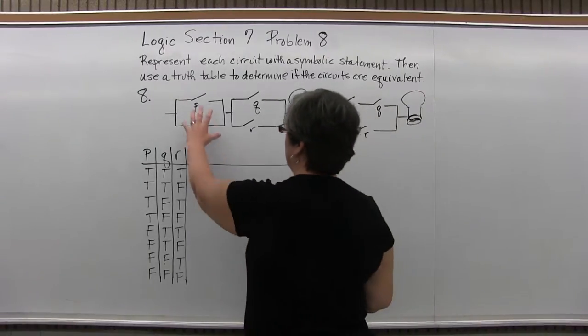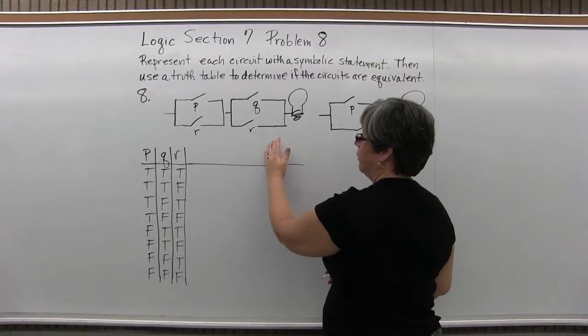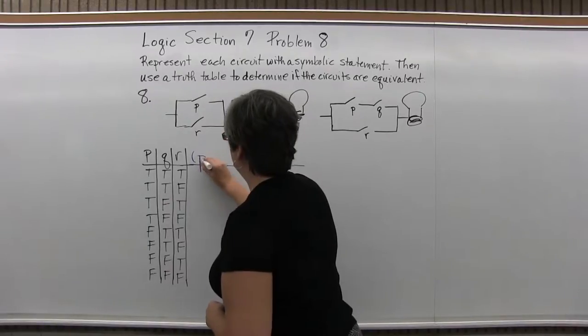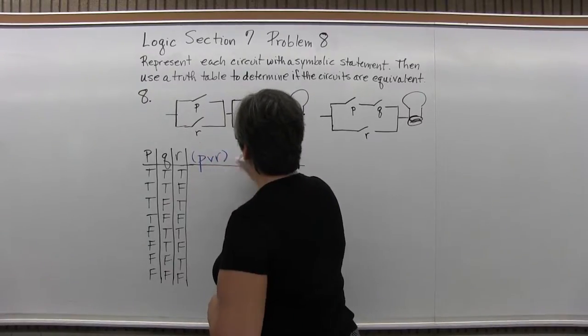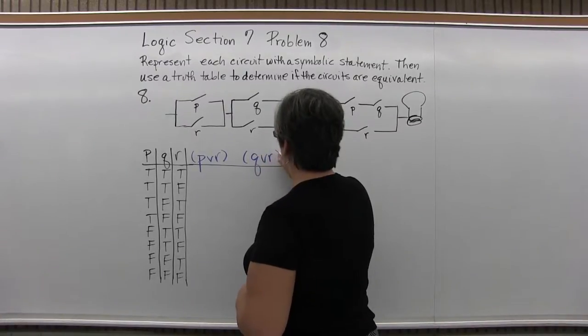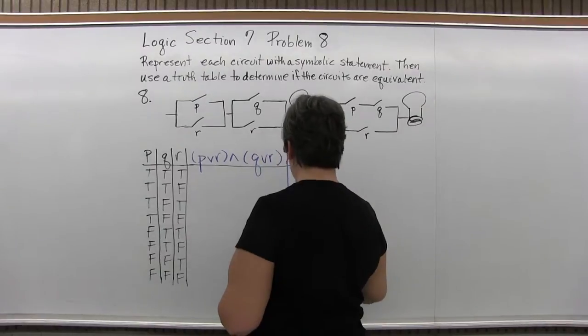Our first, we have two parallel circuits that are in a series, one after another. So we're going to have P or R for the first one, and the second one is Q or R. And they're in a series, so those are combined with an AND.